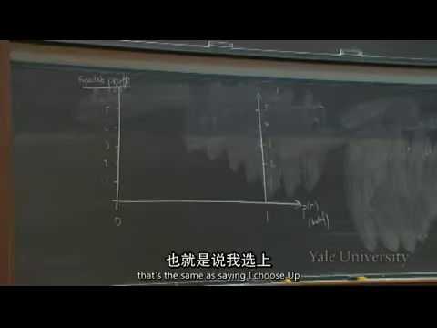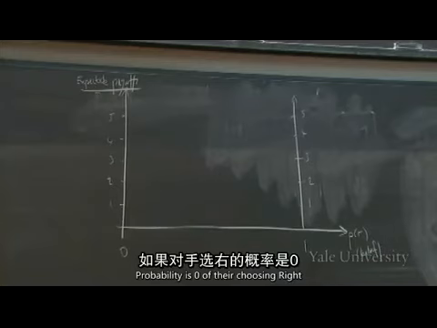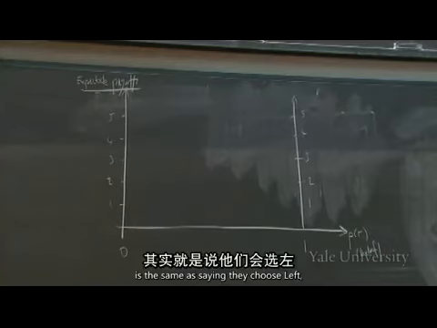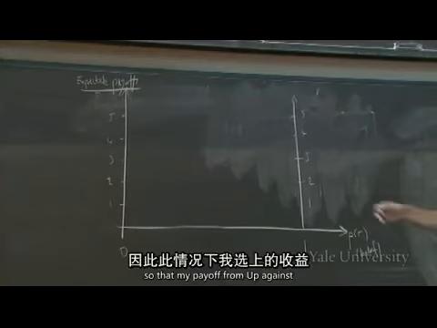If there's probability 0 that the other guy chooses right, that's the same as saying they choose left. So my payoff from up against that is given by the top box up there. I get 5. So this is my payoff from choosing up against left.